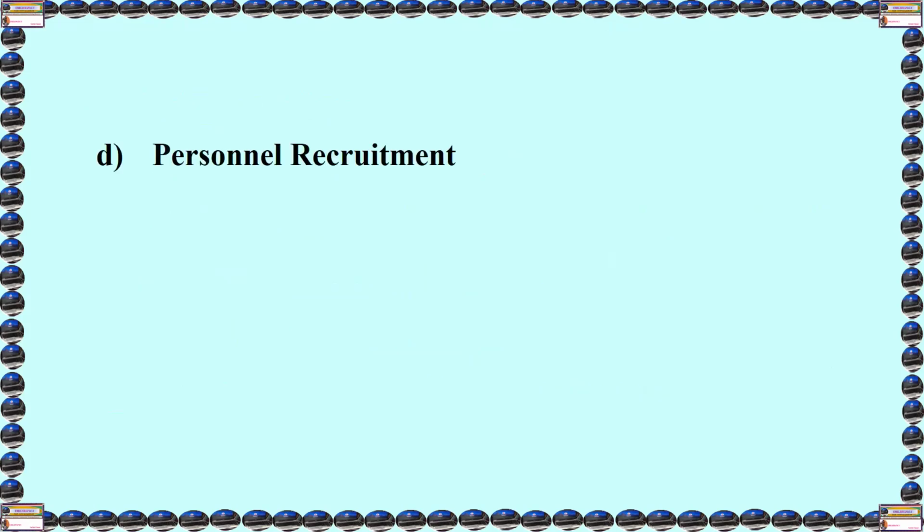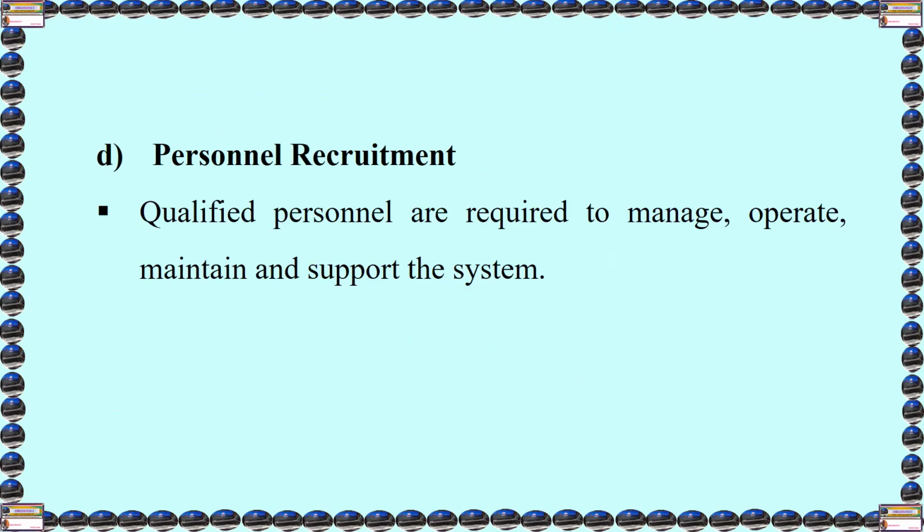The other activity that needs to be undertaken is personnel recruitment. What does personnel recruitment entail? Here, qualified personnel are searched for, selected, and assigned their roles or responsibilities. And therefore, qualified personnel are required to manage, operate, maintain, and support the system.